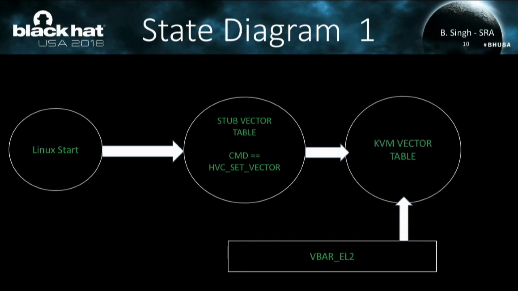So this is the actual KVM vector table. This will be installed on a machine in which KVM is running. And in between these two, a lot of things happen, but that is out of scope of this talk. So once KVM is running, this vector table will be installed. We will go inside the HVC handler of this KVM vector table.